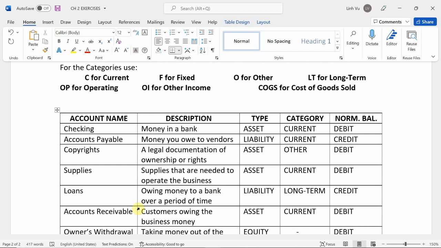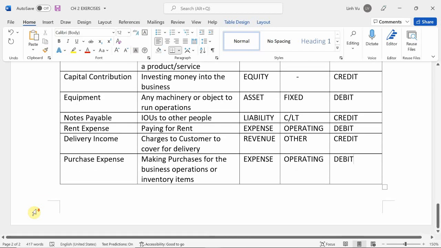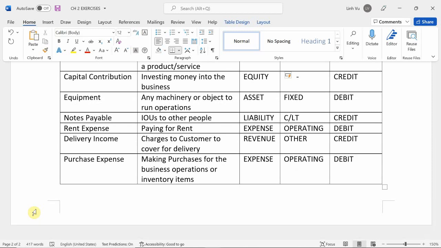So in this case, a lot of these things, think about it. Checking, I own that. Copyrights, I own that. Supplies, I own that. So again, do I own purchase expense? No. You can't own an expense. So that's another way that you could determine it.